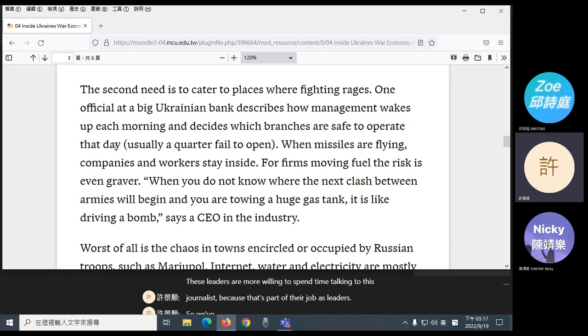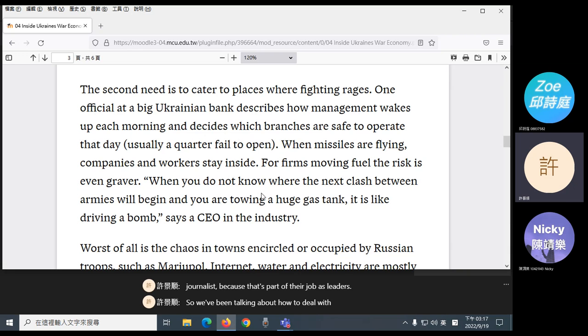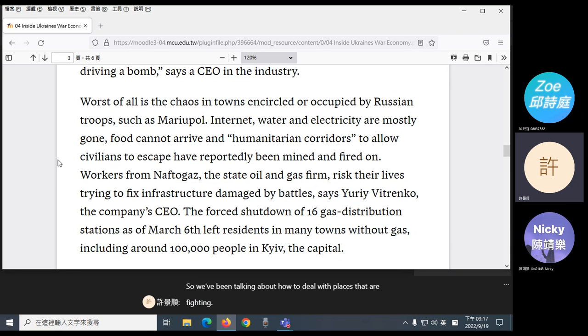So we've been talking about how to deal with places that are fighting. Worst of all is the chaos in towns encircled or occupied by Russian troops, such as Mariupol. Remember, this is in March. As you can tell, the word encircled means surrounded by. Internet, water, and electricity are mostly gone. Food cannot arrive, and humanitarian corridors to allow civilians to escape have reportedly been mined and fired on.